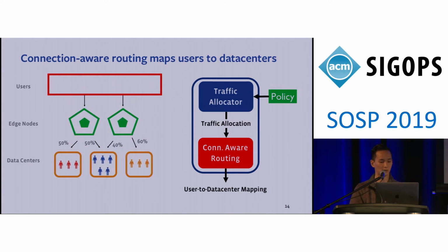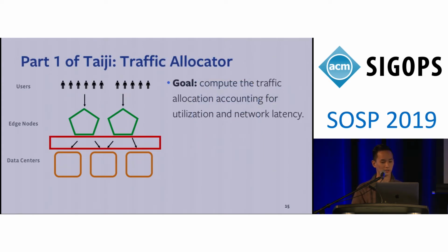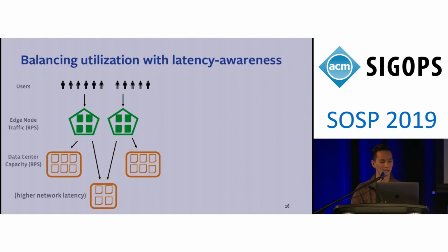So now I'll explain how we built each component, starting with the traffic allocator. The traffic allocator's goal is to decide the traffic allocation based on the utilization and network latency. So now I'll go into the details of what this problem looks like. In this example, we want to balance the utilization and be latency aware. So the boxes here represent the requests from the edge node and the data center capacity, and each box represents 1 request per second. Also, this center data center is placed further away to represent that it has higher network latency.